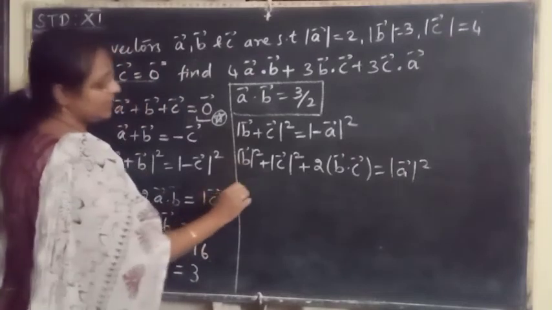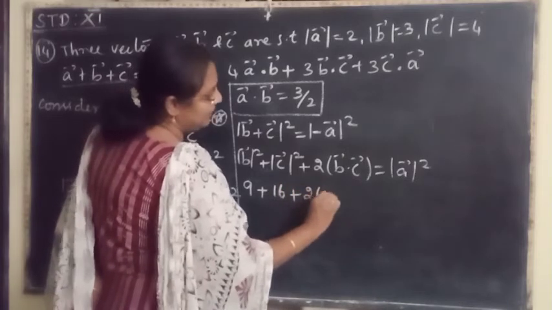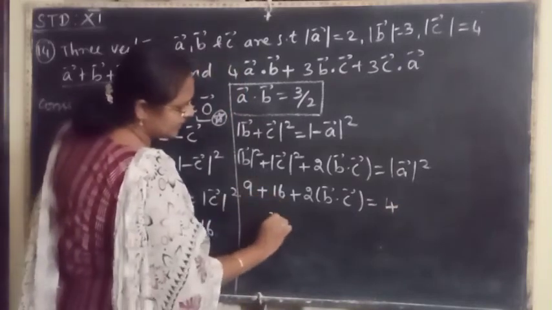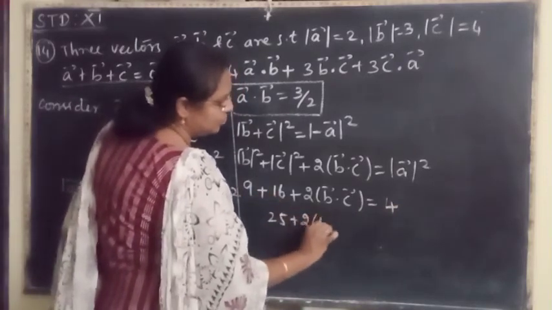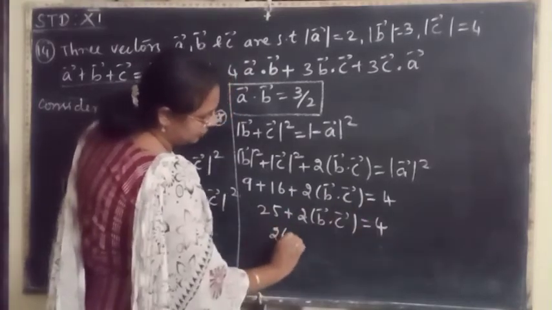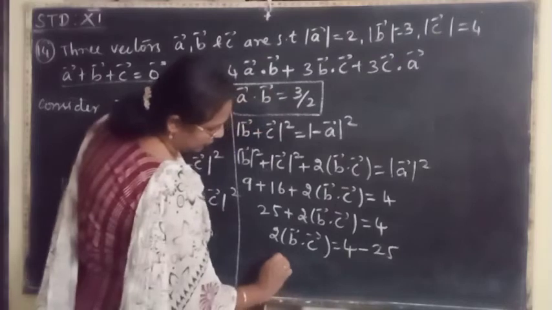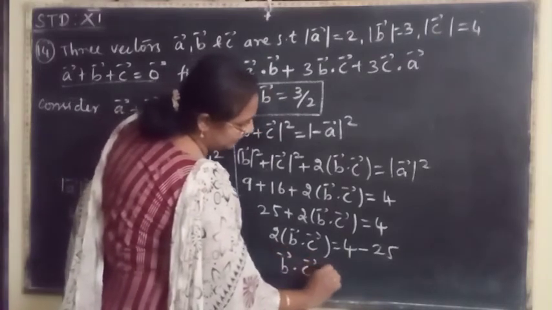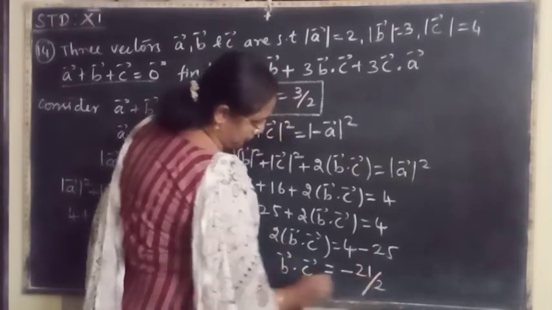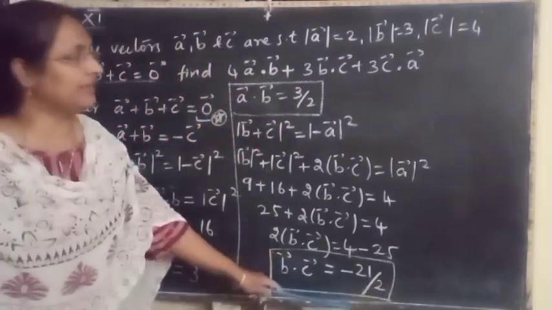Now look into this. What is b? 3 squared is 9 plus 16 plus 2 into b dot c equal to 4. So now 25, isn't it? 25 plus 2 into b dot c is 25. Now 4 minus 25, isn't it? So 2 into b vector dot c vector equal to 4 minus 25. So now b vector dot c vector will be equal to 4 minus 25 is minus 21 divided by 2. So I got the value of b vector dot c vector to be minus 21 divided by 2.